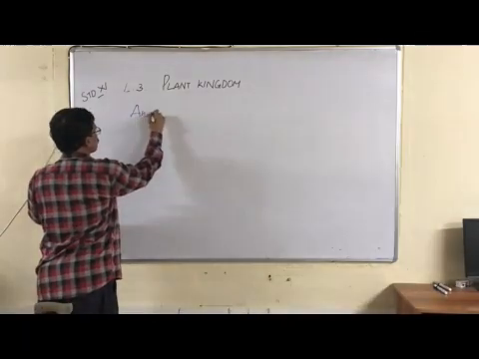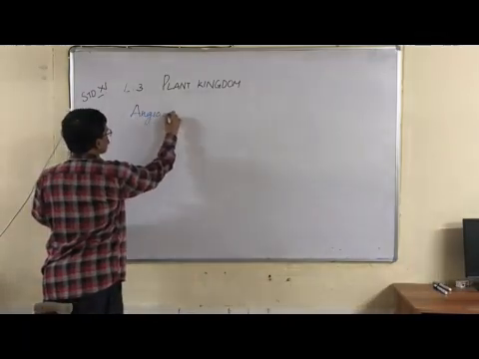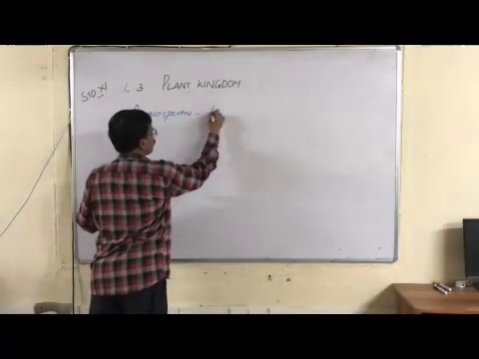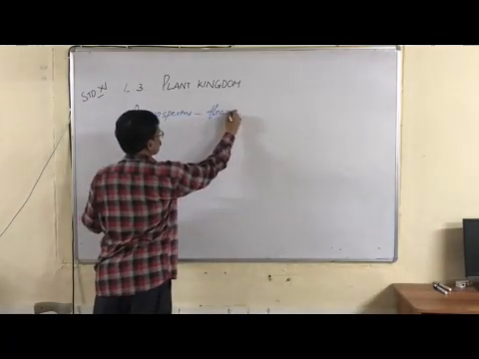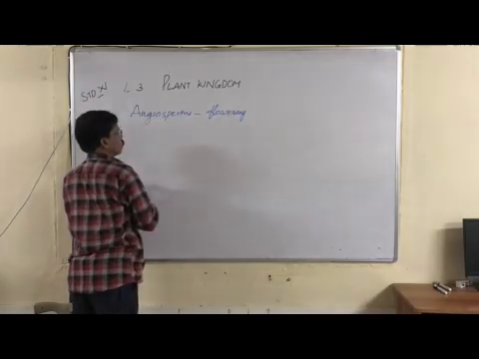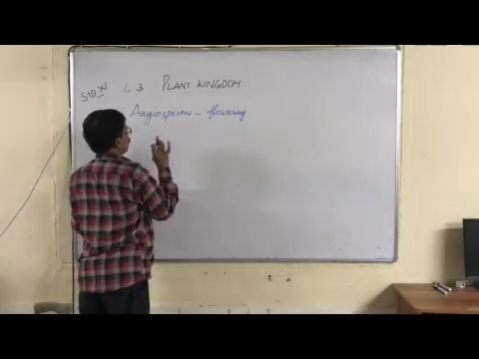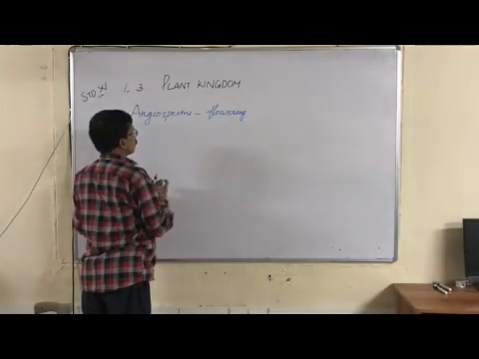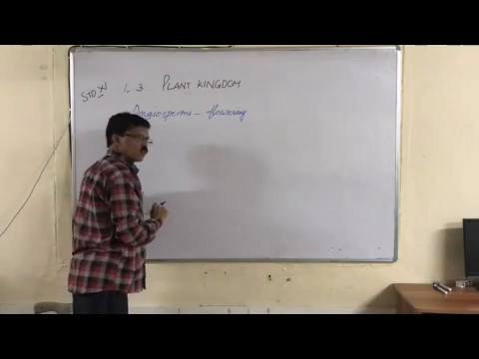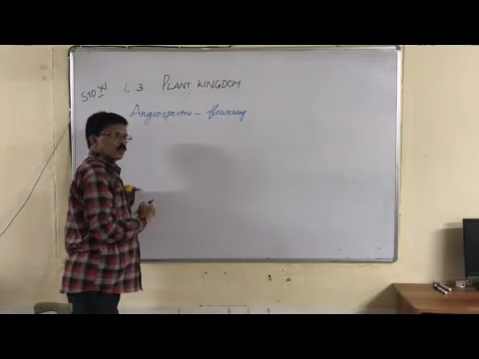Angiosperms are called flowering plants, because the flower is the sex organ in angiosperms. Now, when we study details about angiosperms, there are many characteristic features. In angiosperms, you can see a wide variety of plant groups.